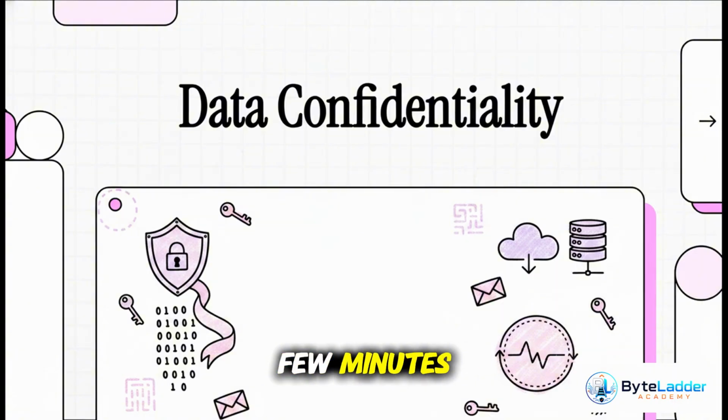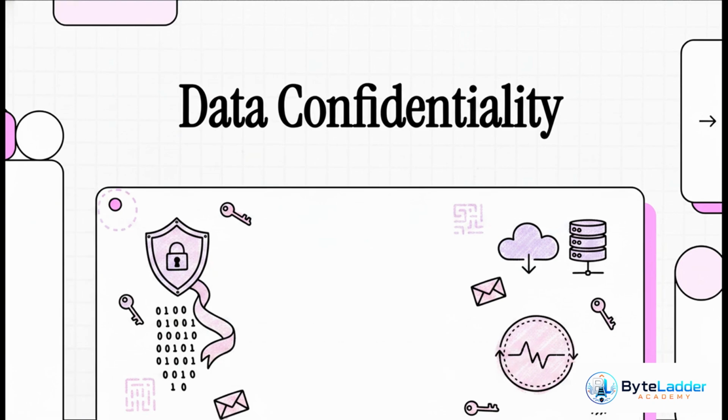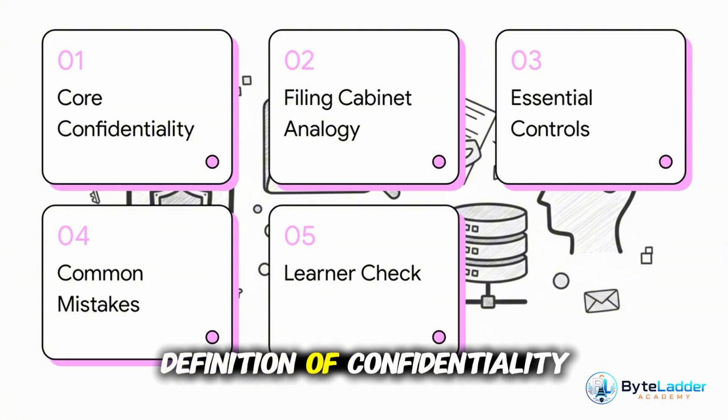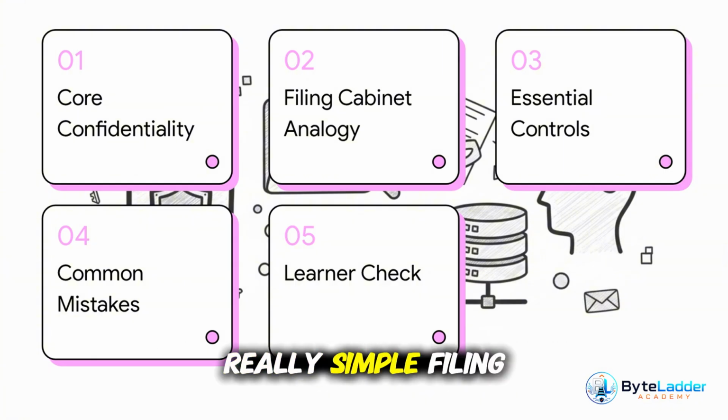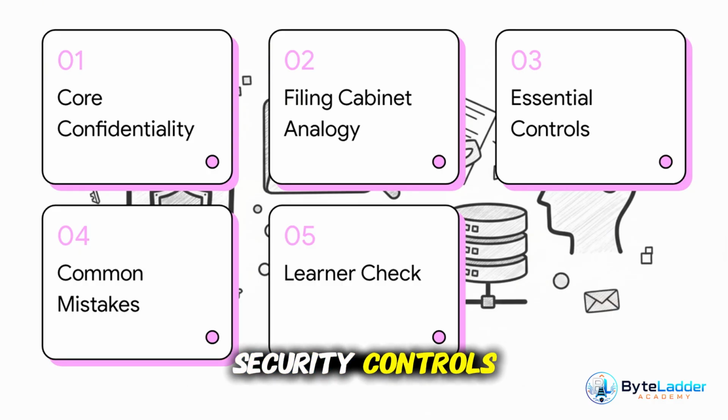Over the next few minutes, we're going to look at exactly what it means to keep sensitive data safe, the tools we use to do it, and the common pitfalls you really need to avoid. All right, let's dive into this explainer. Here's our roadmap for today. We're going to cover the core definition of confidentiality, look at a really simple filing cabinet analogy, break down 5 essential security controls, spot some common real-world mistakes, and then wrap up with a quick learner check.